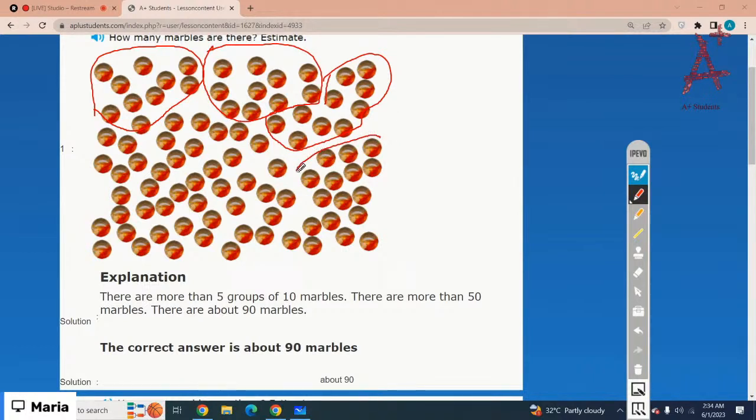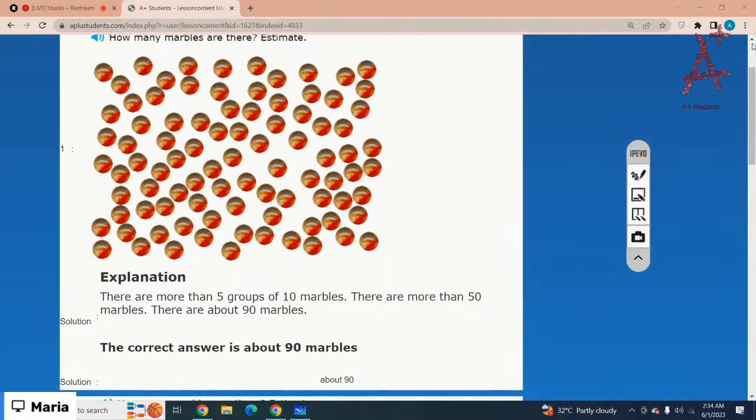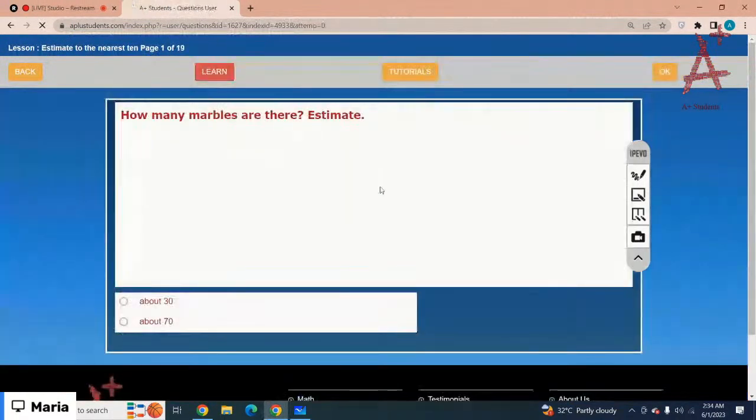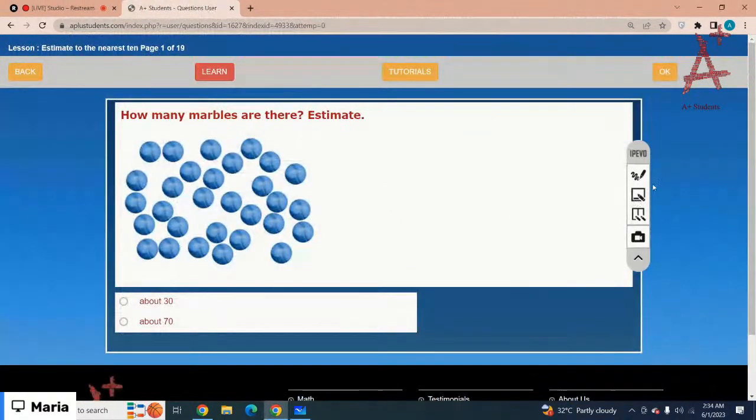1 2 3 4 5 6 7 8 9 10, like this. So that means there are more than 5 groups. So the estimated answer is 90. They are 90 marbles. Got it? That is not the exact answer. You don't know the exact number of marbles. You just have to make a group and answer.